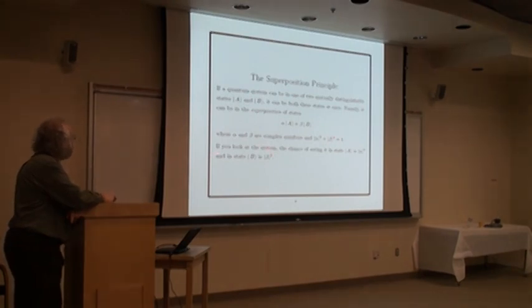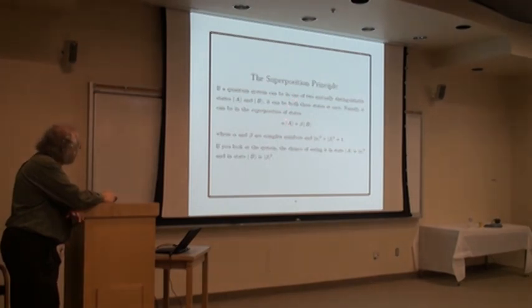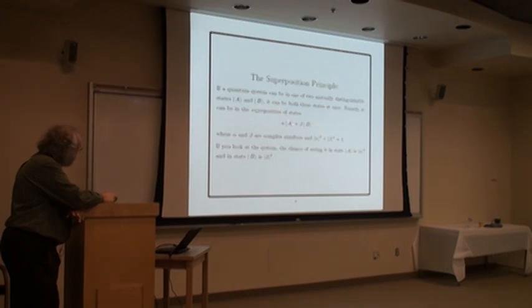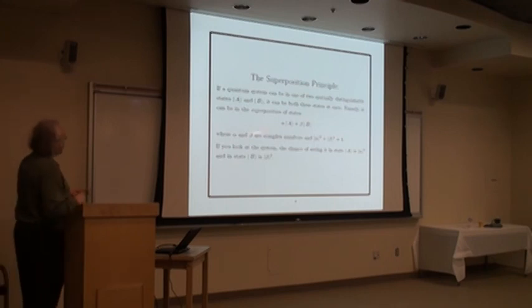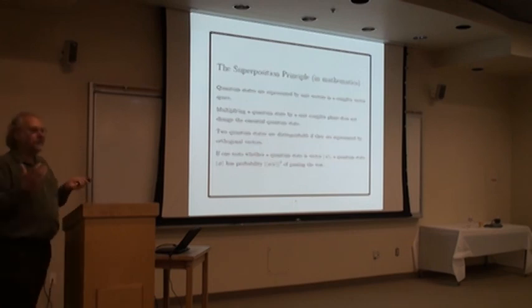Now if you look at the system, well, we said the two states were mutually distinguishable. So that means there is some, at least theoretical, experiment that distinguishes between state A and state B. If you look at the system, the chance of seeing it in state A is the absolute value of alpha squared, and in state B the absolute value of beta squared. The notation, this vertical line and this right bracket, means it's a quantum state. I'll tell you more about what this means. It's really very vague, and it becomes much nicer when you use it in mathematics.